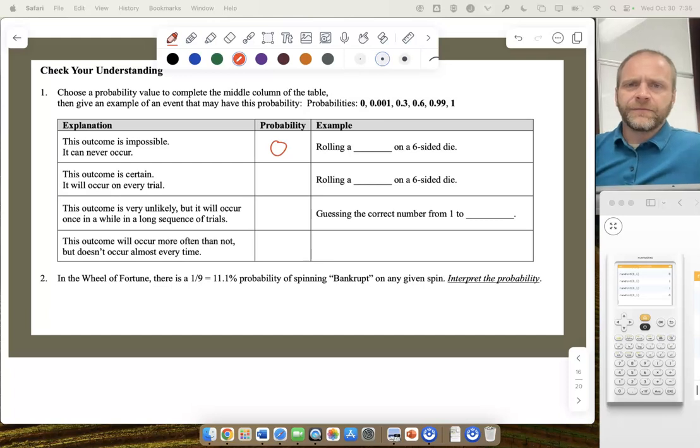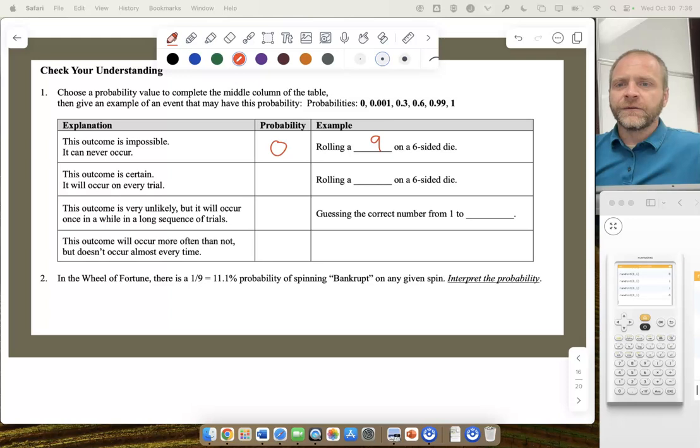And I need to think about an event that would never, ever happen. Ms. Rainsberg giving a compliment to a student. I would say that's probably close to 0. I might throw one out there every once in a while, so that doesn't work. Rolling a blank on a 6-sided die. Well, it can't happen. So you know what? I'm going to say rolling a 9 on a 6-sided die, because there is no 9 on the 6-sided die.